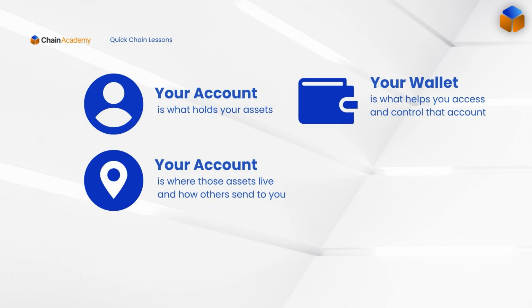So let's connect the dots. Your account is what holds your assets. Your address is where those assets live and how others send to you. Your wallet is what helps you access and control that account. When you open a wallet app, what you're really doing is unlocking your account using your private key and viewing it through a friendly interface. When you send a transaction, the wallet signs it with your private key and broadcasts it to the Ethereum network. Once confirmed by validators, your account balance updates, and the blockchain reflects that new state permanently. Everything, every token, NFT, or smart contract interaction runs through this trio of tools working in harmony.